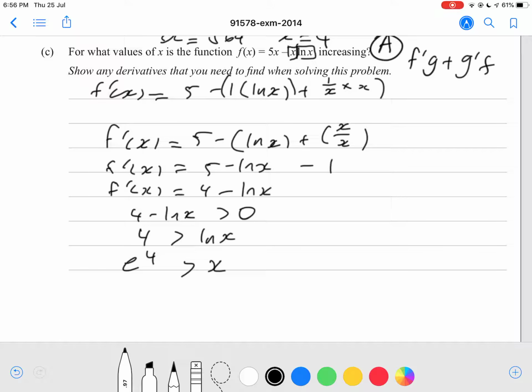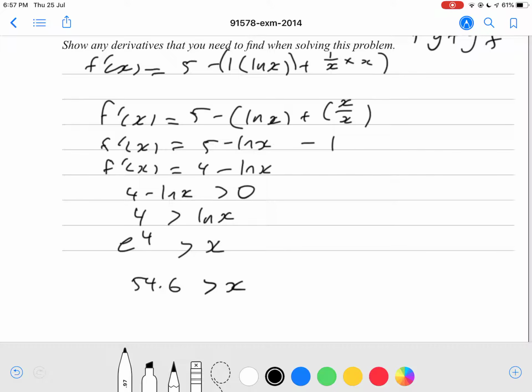E to the power of 4, all you have to do is plug that into your calculator. So e to the power of 4 is 54.6. So 54.6 is greater than x. However, we're not quite done yet, because we know that ln of a negative number doesn't exist. For example, if you go to a calculator and try plug in ln of -1, you should get an error reading. So ln of a negative number doesn't exist. So therefore, x must be greater than 0. Okay, so x is less than 54.6, but it is more than 0. And that is your final answer there.